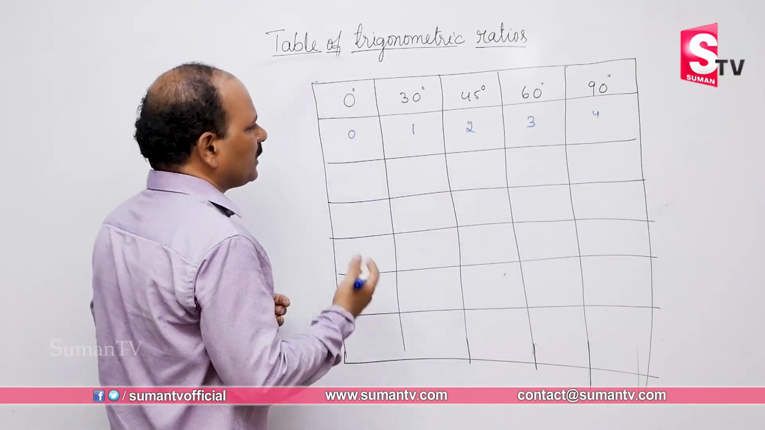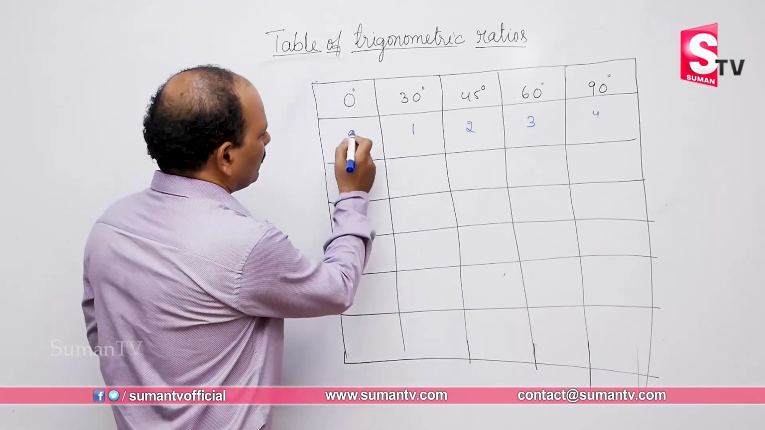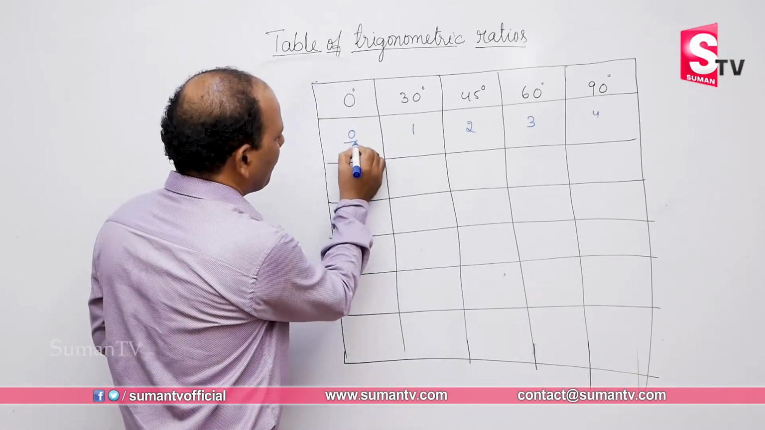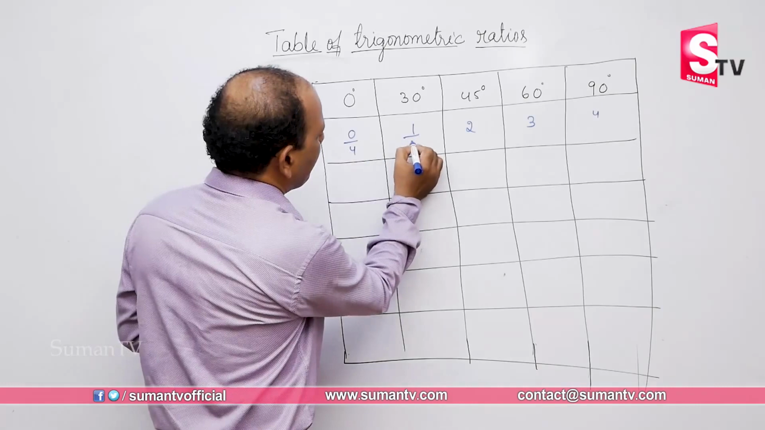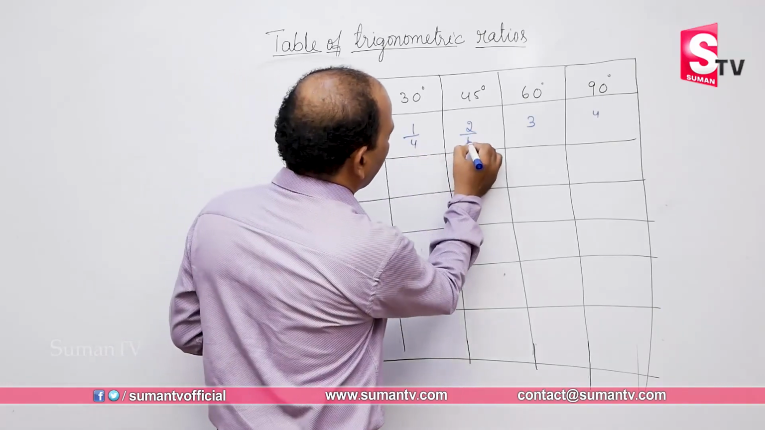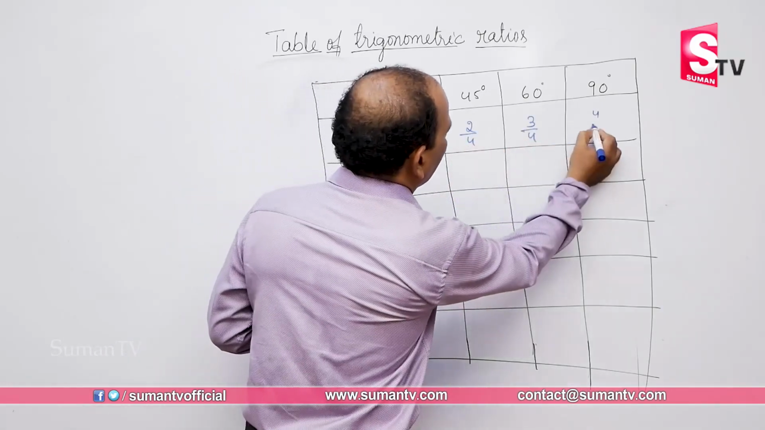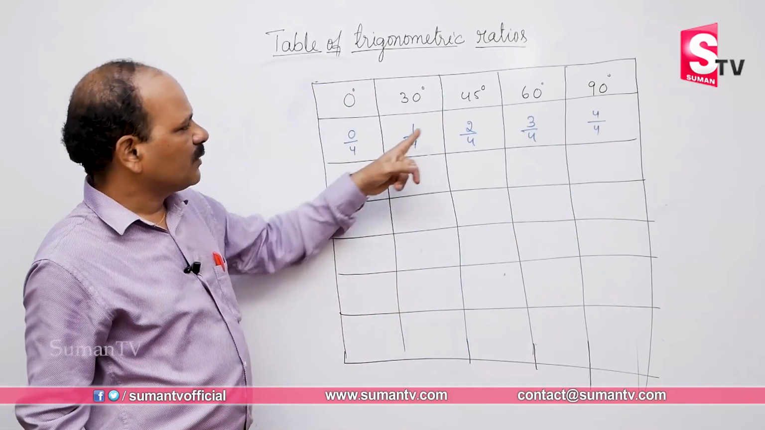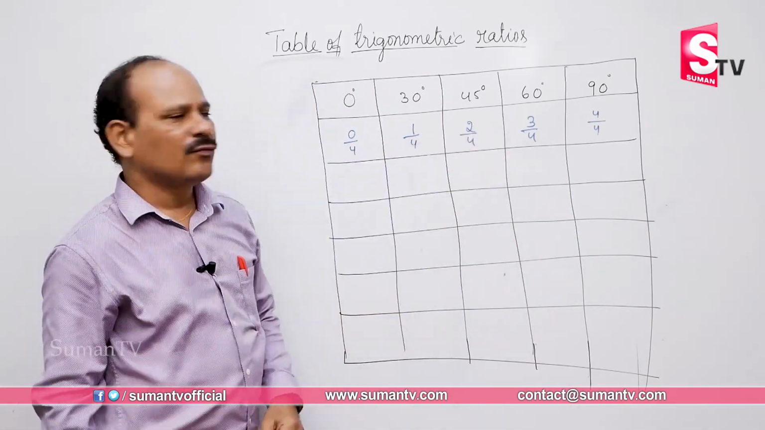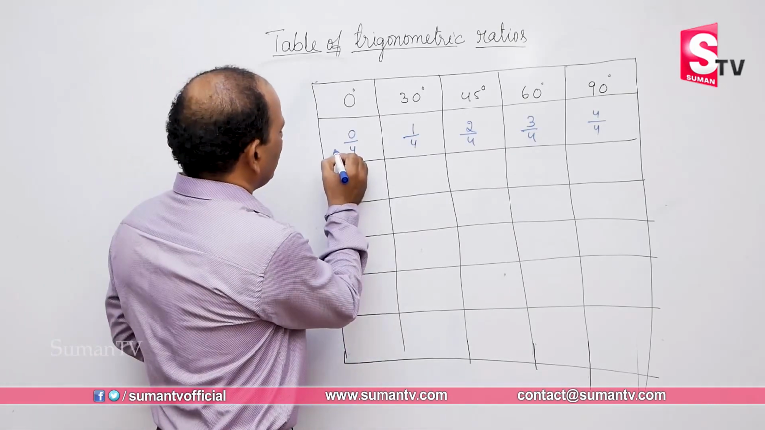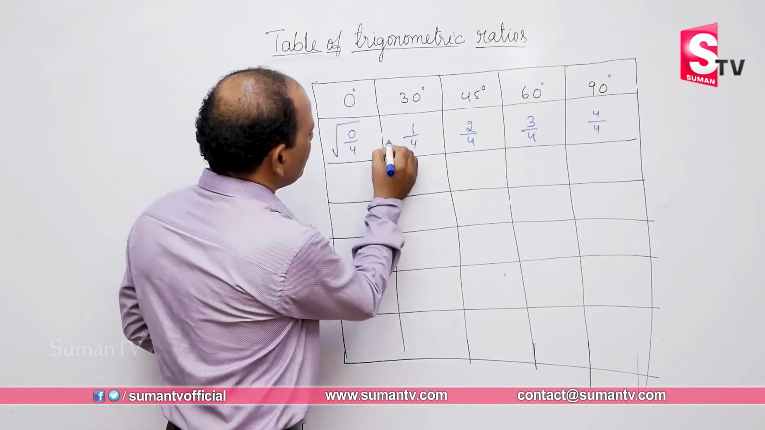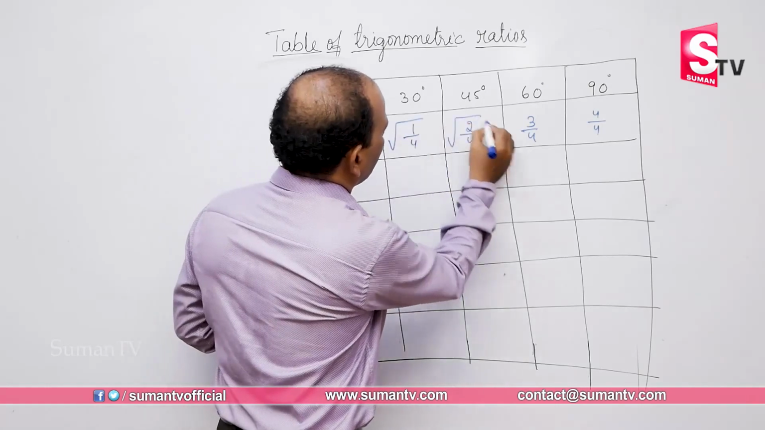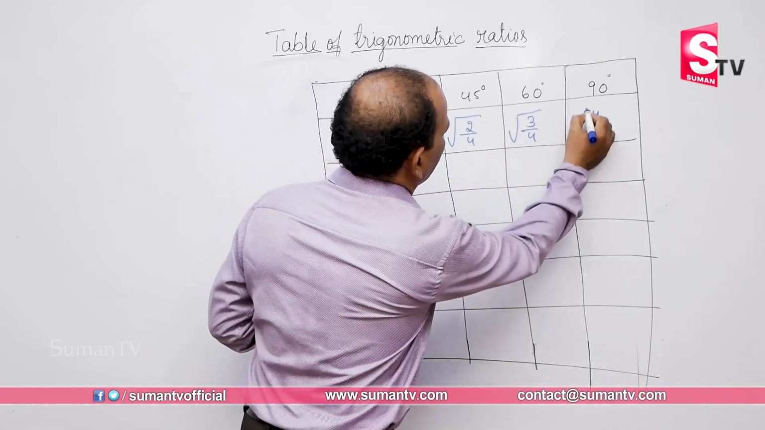Okay. In the next step, divide every number by 4. By 4, by 4, by 4, by 4 and by 4. Okay, 0 by 4, 1 by 4, 2 by 4, 3 by 4 and 4 by 4. Now take the square root of every number.